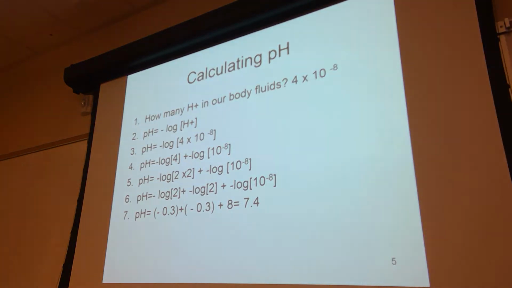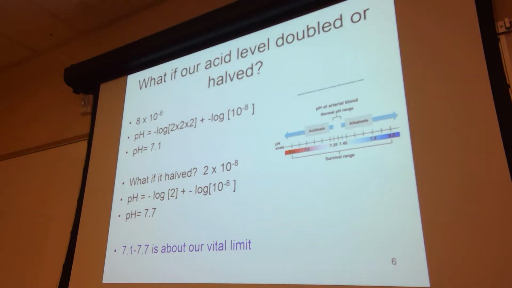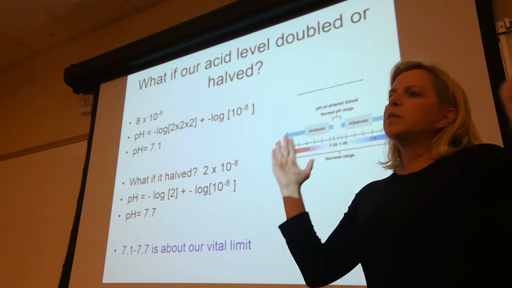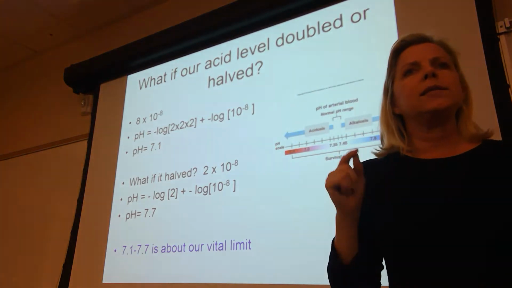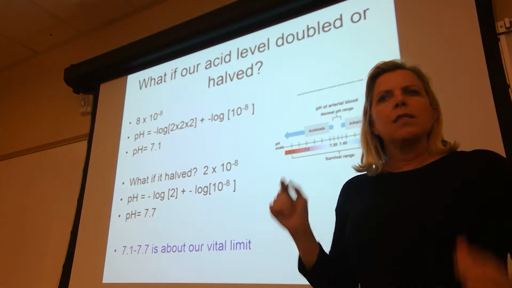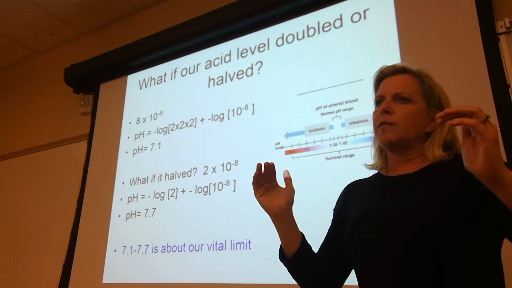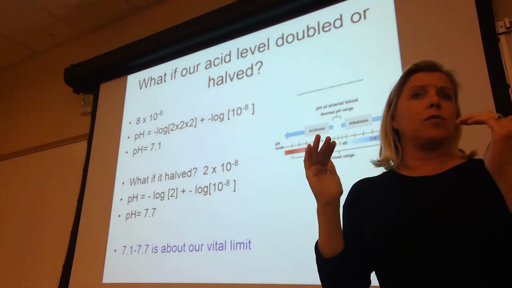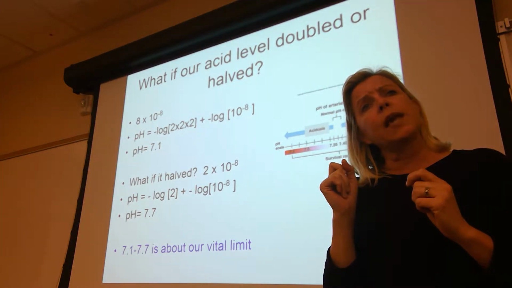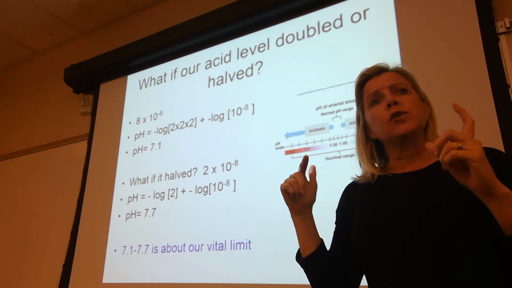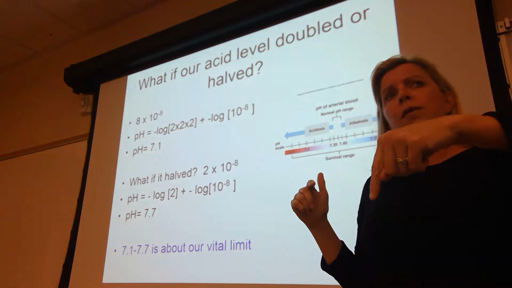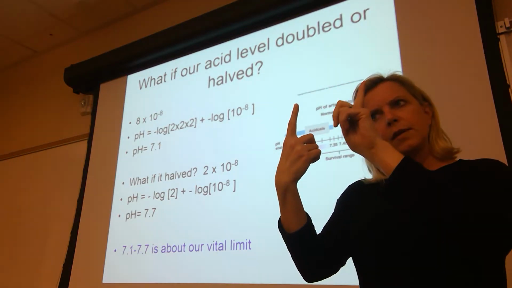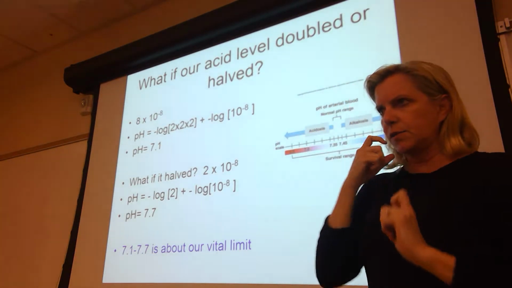And I can still use that negative log pH equation. And I can get a viable range, 7.1 to 7.7. That range reflects us going from roughly doubling our hydrogen ion concentration to cutting it in half. And I'll remind you, our pH scale is an inverse scale. The lower the number, the higher the hydrogen ion concentration. The higher the number, the lower the hydrogen ion concentration.